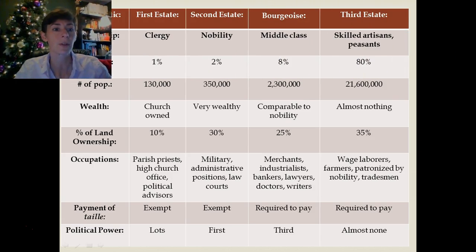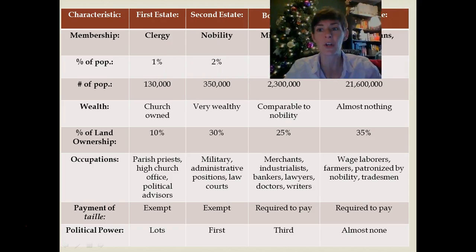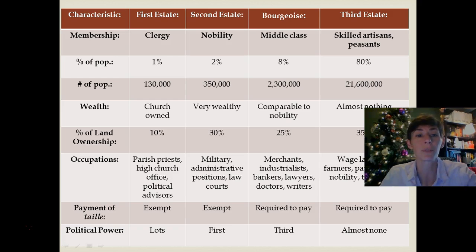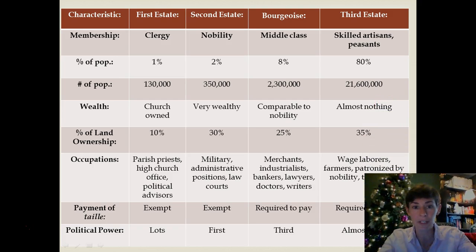So let's start out with membership. We have characteristic, the first estate, the second estate, bourgeoisie, and the third estate. So the membership, percentage of population: clergy numbered roughly about 1%, nobility was about 2%, middle class was about 8%, skilled artisans and peasants were about 80%. So you see the very drastic population differences here.